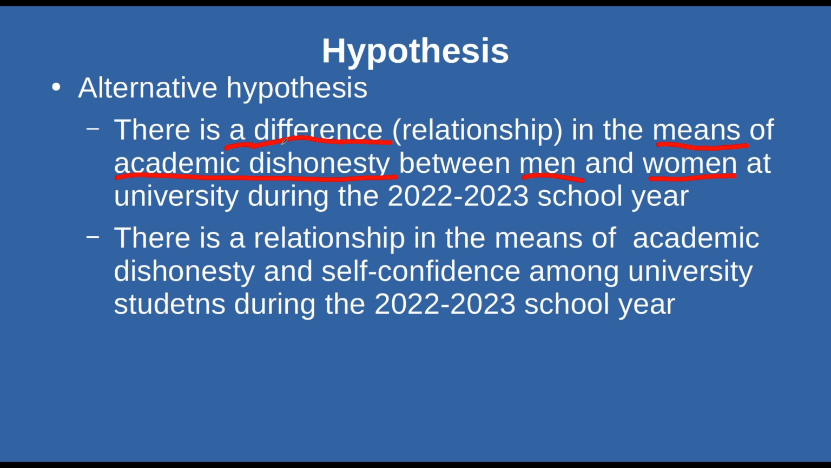Let's take a look at the second one. There is a relationship. All right. So look at a relationship in the means of academic dishonesty and self-confidence among university students during the 2022-2023 school year. So again, everything is lining up. And I need to repeat this because it's very, very important. Your hypotheses, your research questions, however you want to phrase these things you want to get answers to, they help to shape the tools you use in your actual statistical analysis.